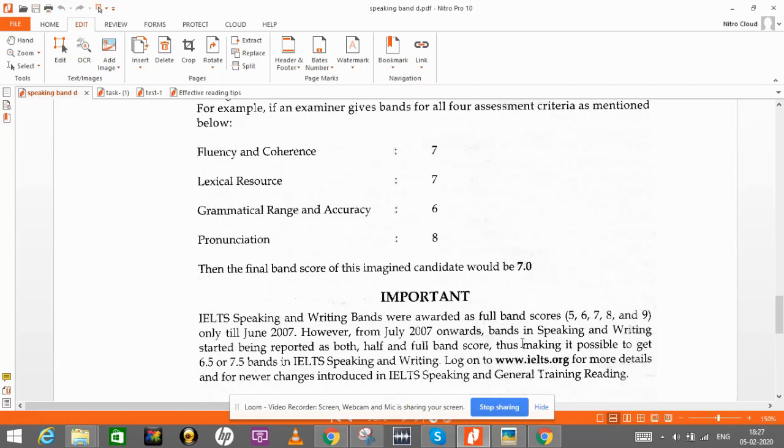And I would also like to mention that this score was awarded as full band scores in the past, till June 2007. Now, you get partial bands as well, 6.5 or 7.5 in IELTS speaking. It should be just band, it is just an error here. So 7.5 band in IELTS speaking and writing. So this was one thing.